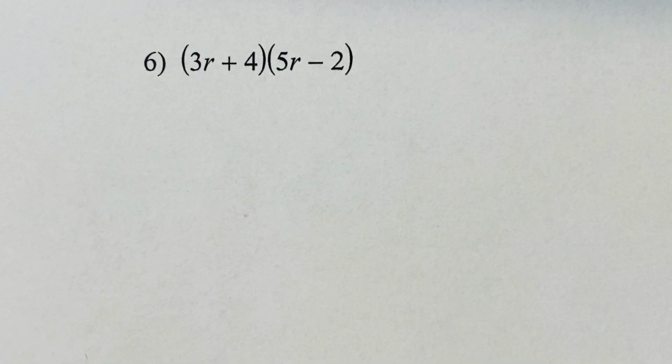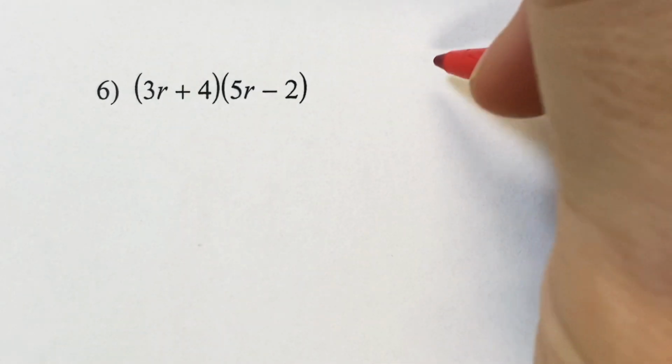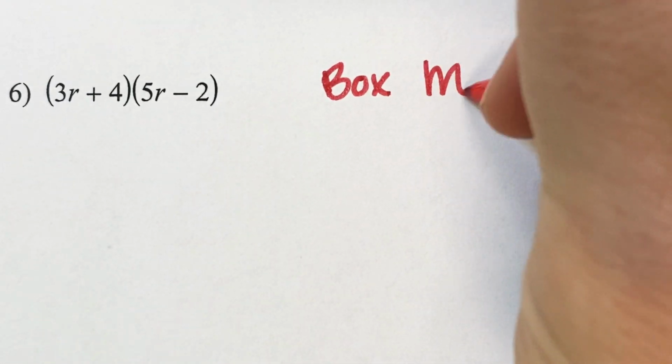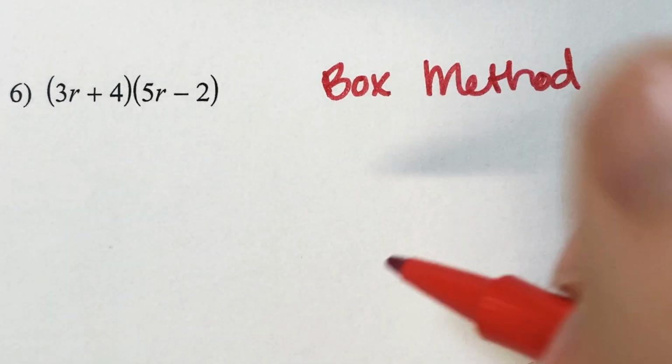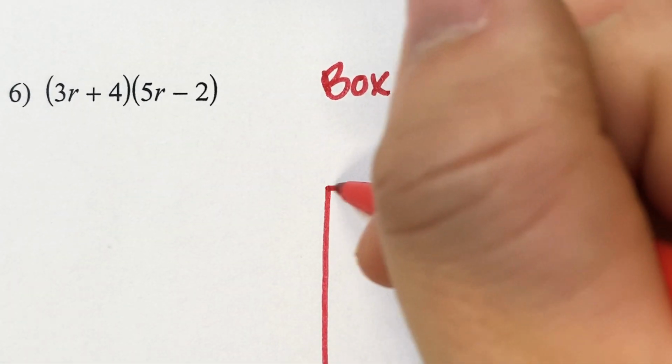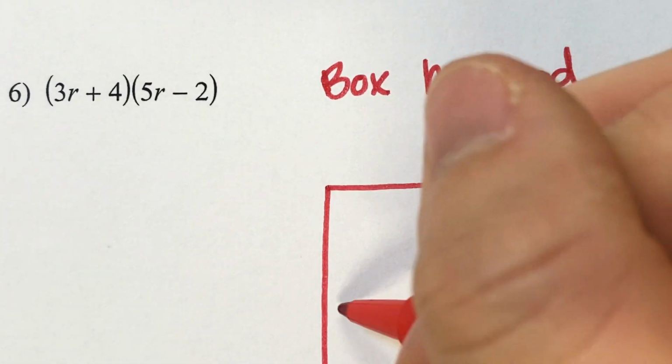Number 6, we're going to use a different method here. So our first method was FOIL. Now we're going to use the box method. Okay, so go ahead and draw a box. Okay, draw your box with 4 squares.